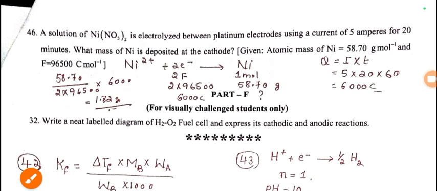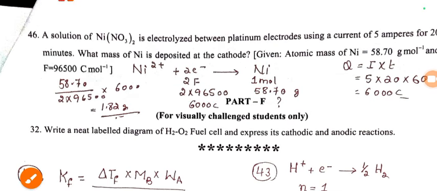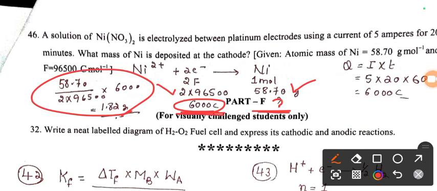Now we know the standard reaction: Ni2+ gains 2 electrons to convert into 1 mole of nickel. So 2 electrons means 2 Faraday, which is equal to 1 mole of Ni. 2 Faraday means 2 into 96,500. That gives 58.70 grams of nickel deposited. Now if you pass 6000 coulomb, how much nickel is going to deposit? If you pass 2 into 96,500 coulomb, 58.7 grams of nickel is going to deposit. According to the question, 6000 coulomb deposits how much nickel? When you calculate, you will get 1.82 grams.